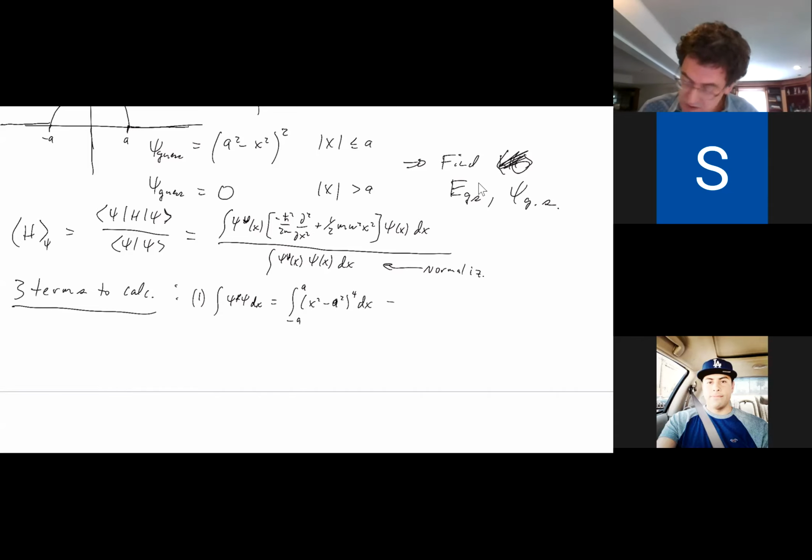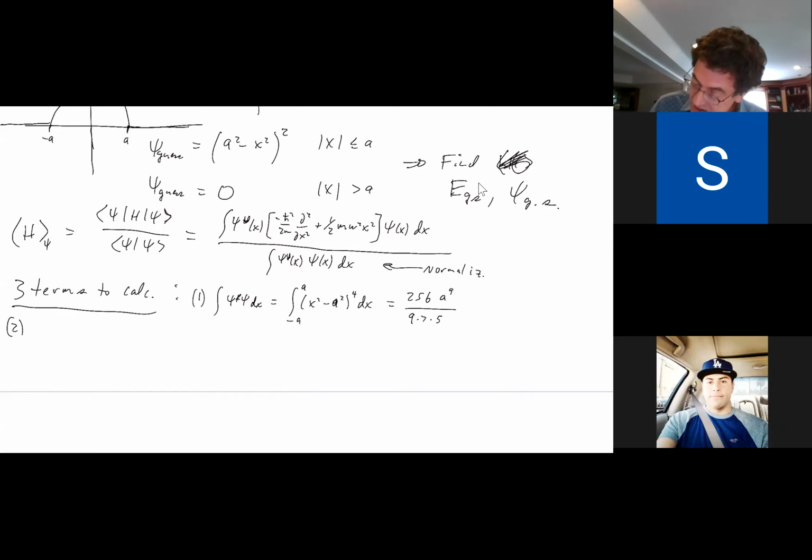If you do it or plug it into your Mathematica or whatever you use, you'll see that it's equal to this: 256 times a to the 9th divided by 9 times 7 times 5. Don't ask me why it's 9 times 7 times 5. I have no clue. That's just the thing I copied out of a book. But that's what Mathematica would give us.